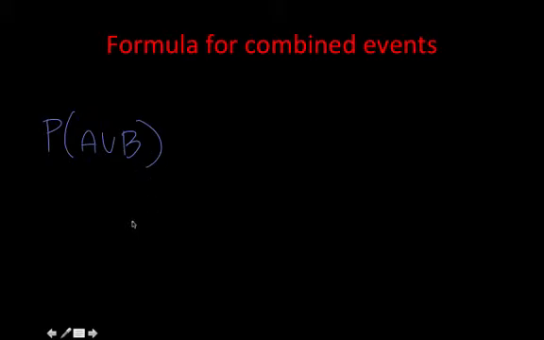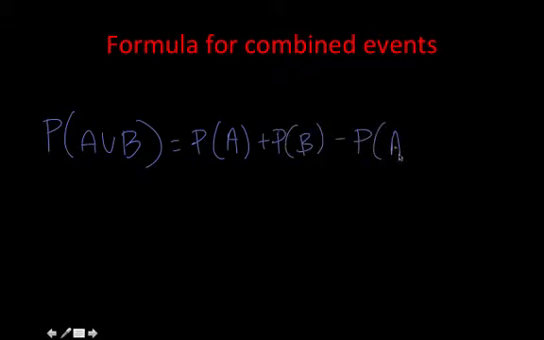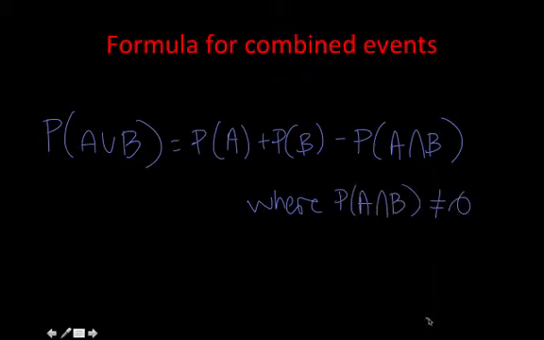So there's a formula for finding the probability of combined events. We say the probability of A or B, so this is for not mutually exclusive events, is equal to the probability of A plus the probability of B minus the probability of A and B occurring. And the probability of A and B cannot equal 0. Otherwise, it's a mutually exclusive event.